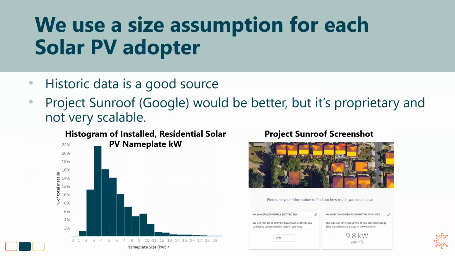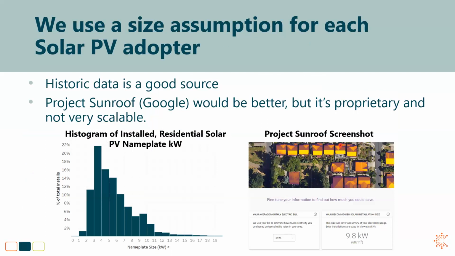After adoption, then we have to think about size. How many kilowatts are on each rooftop? To develop that size assumption, I've been relying on historic data. So working with utilities to get their interconnection data and come up with a distribution of the solar sizes. That's the chart in the bottom left of the screen. I think that's a pretty good source, something I've been working with, comfortable with.